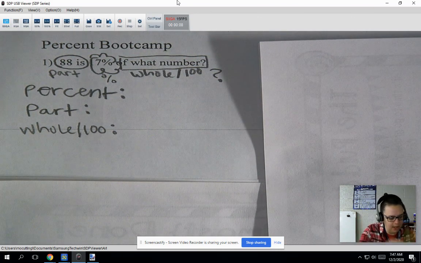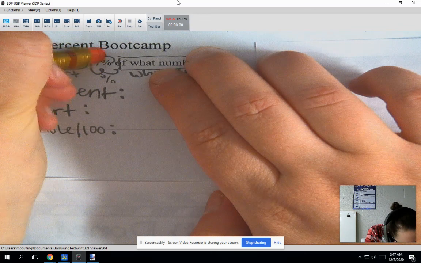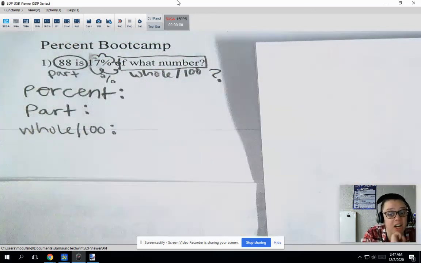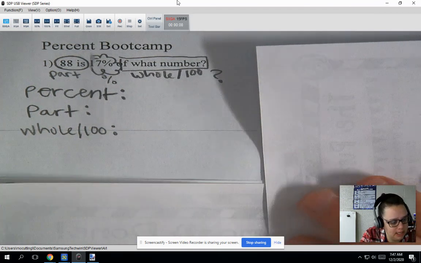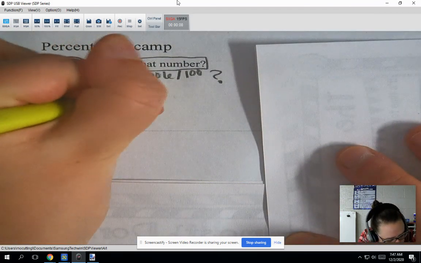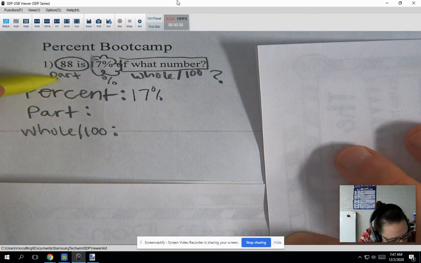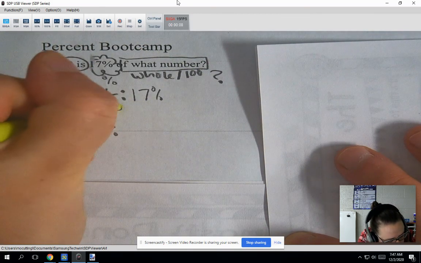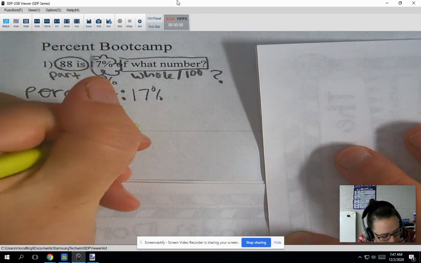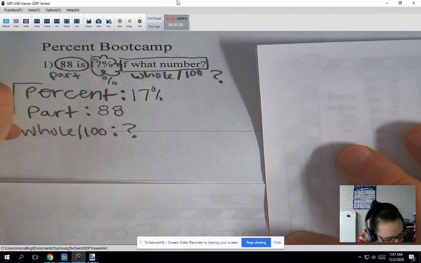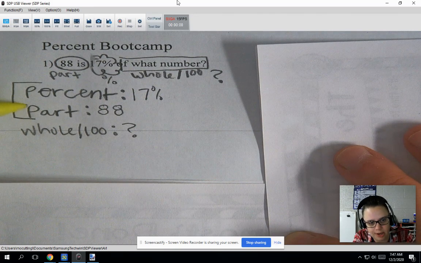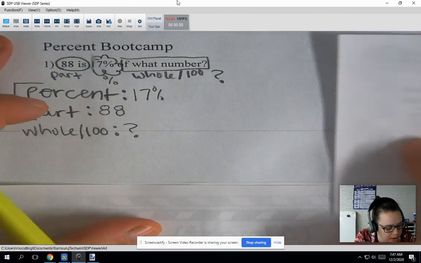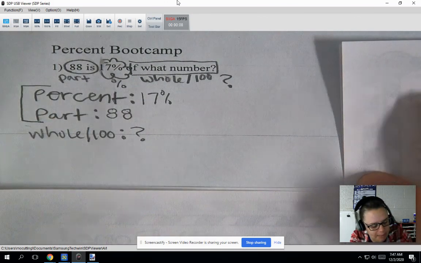And then we're going to fill it in. That was 17%. Okay, so I know my percent. It is 17, so I'm going to put that here, 17%. I know my part. That's 88, so I'm going to fill that in. And then my whole slash 100, that's my question mark. And then I'm going to put a bracket around these two, because my percent and my part, those two go across from each other on the table, and then my whole and my 100 go across from each other on the table. Okay, so now I'm ready to make my table.